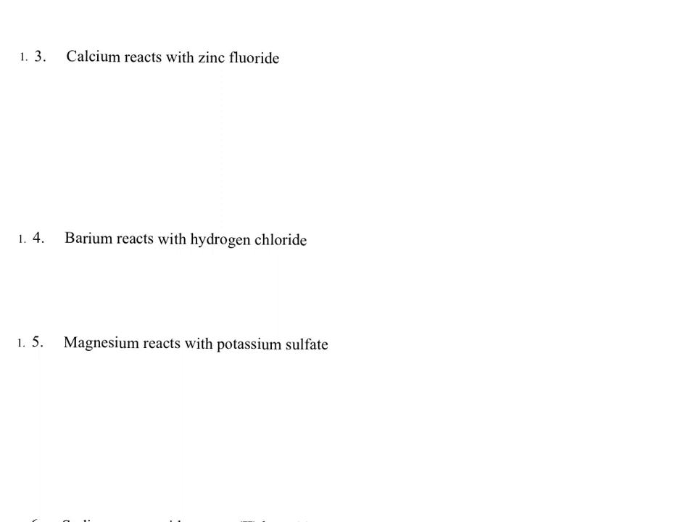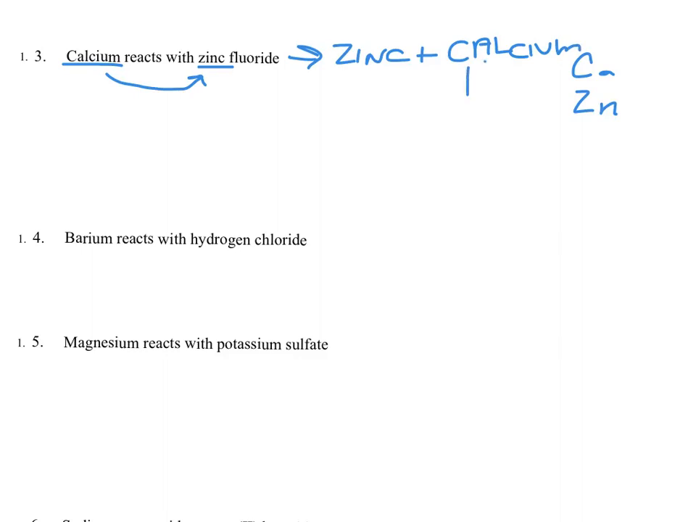Checking out number 3, it says calcium reacts with zinc fluoride. Looking on the activity series, it's calcium versus zinc that I'm looking at. It looks like calcium is higher up than zinc on the list. So therefore, this reaction will occur. So that means zinc is going to be kicked out and be put by itself. And calcium will now be with fluoride. So we'll call that new compound calcium fluoride. And let me get rid of that other writing here.